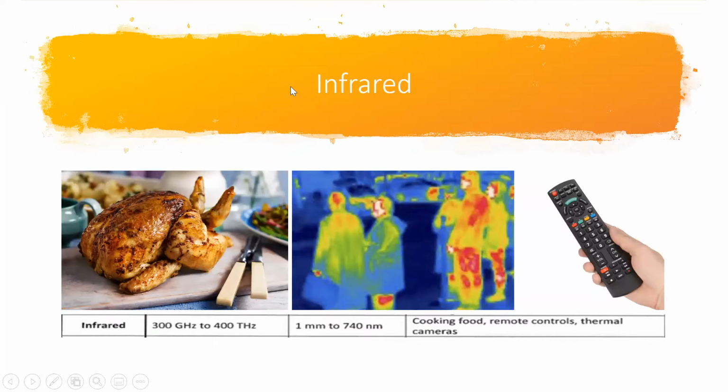Infrared. This is the frequency that some animals like snakes can see at. Infrared will be 300 to 400 terahertz, used in ovens just for cooking food, from 1mm to 740 nanometers. Your remote control will use infrared, like a little emitter, and that's how you turn the television over or turn the television on. It's using a remote control.